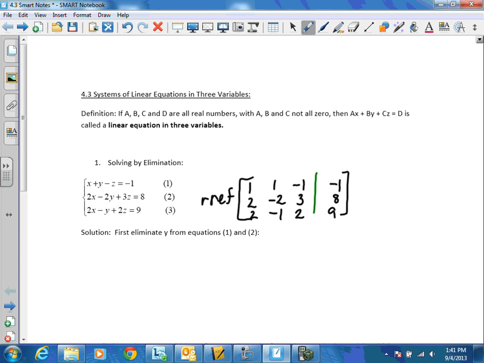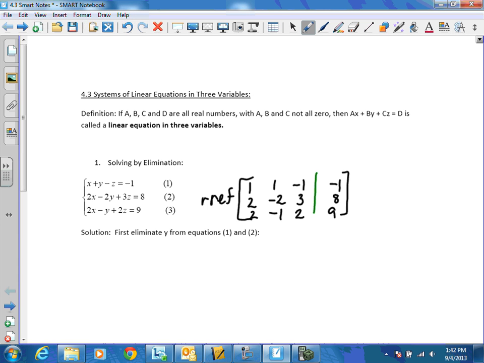RREF. I give you 5. You're so close. Reduced row echelon form. Now you won't learn that until linear algebra, if you ever take linear algebra.